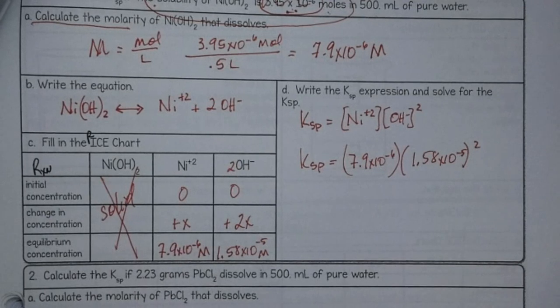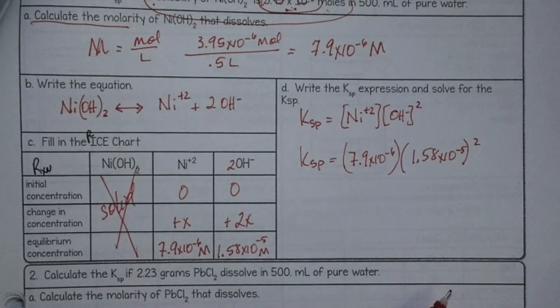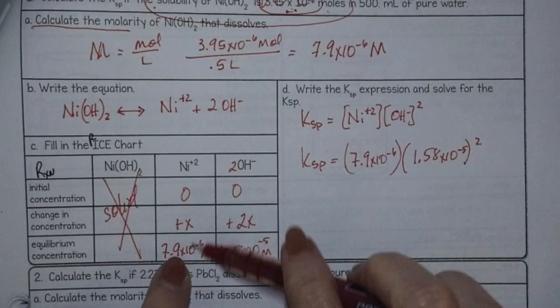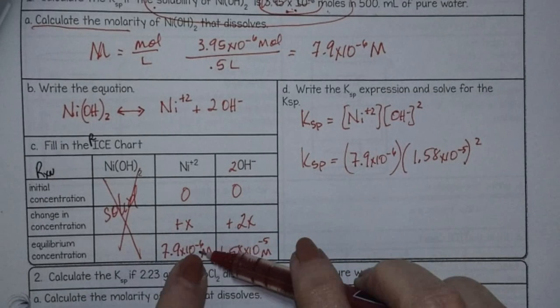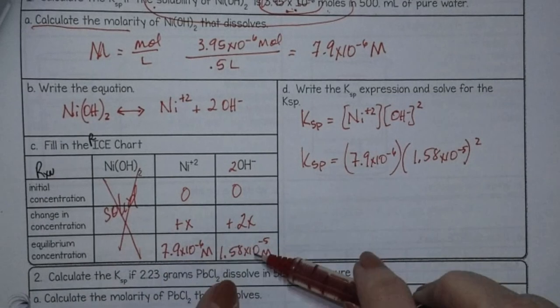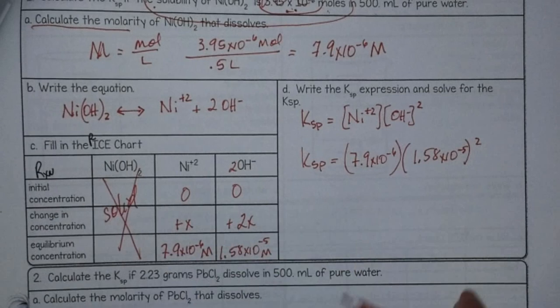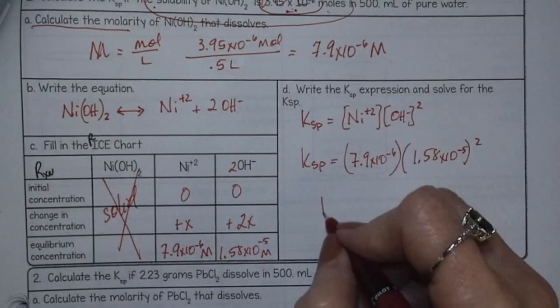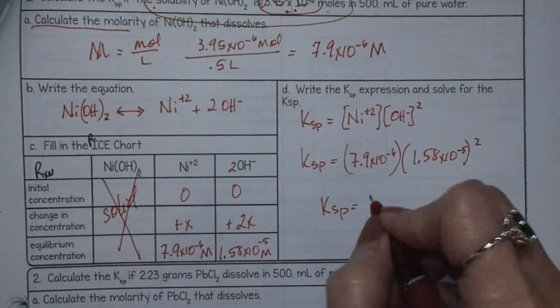2 times X. Here's X, right? So 7.9 times 10 to the negative 6 times 2 is this number. Okay, did you guys get what? Any unit of measurement? No. Okay, we're going to stop there. See if you can do number 2. It's done the same way. It's the exact same setup, exact same way. See if you can do number 2.